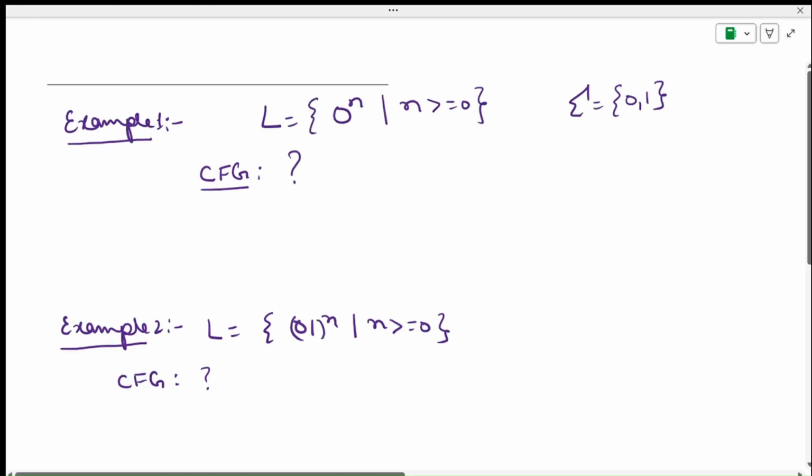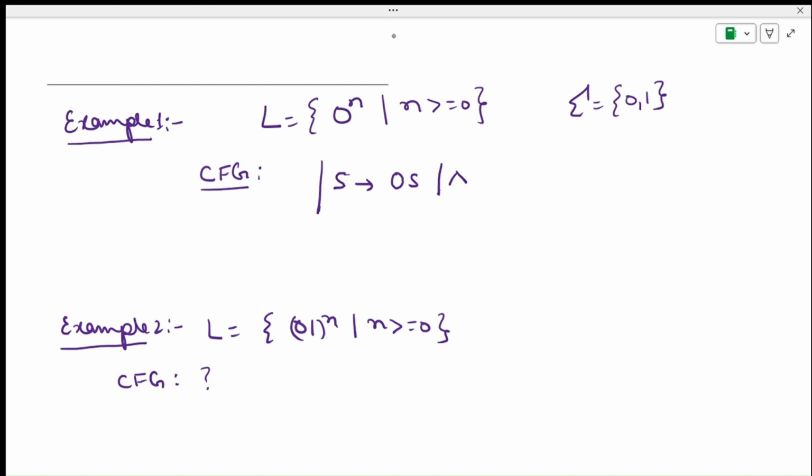Start with this. We have the language over sigma equals {0, 1}: 0 raised to the power n, where n is greater than or equal to 0. Suppose I want to write a context-free grammar for this. I will start with the symbol S. The language says the string is made up of any number of zeros, including null, that is, the smallest string is null. So S can be replaced by either 0 followed by S, or null.